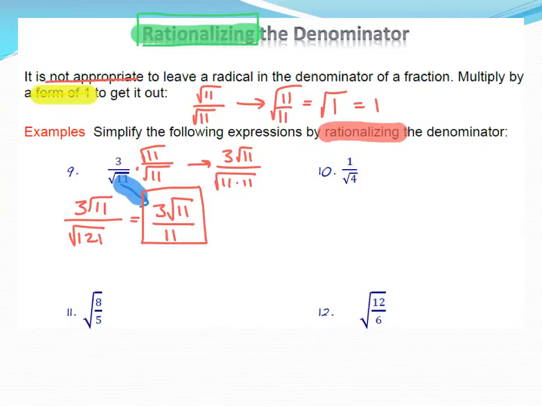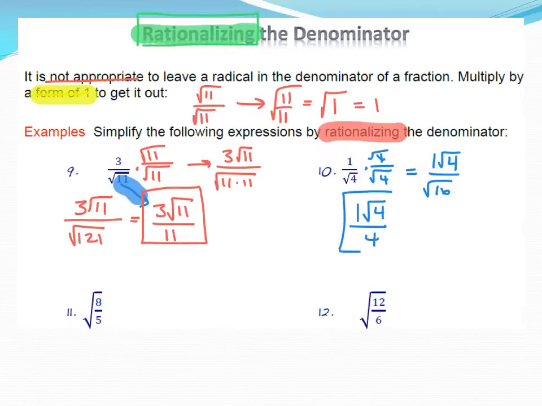Okay, all right, next one, we have 1 over radical 4. So again, I have this radical 4 in the denominator, so I'm going to multiply it by radical 4 over radical 4. What is that? That is technically 1. That's going to give me 1 radical 4 over, and again, radical 4 times 4 is 16. That's going to give me 1 radical 4 over, what's the square root of 16? That is simply 4. So you're going to get 1 radical 4 over 4. Boom, done.